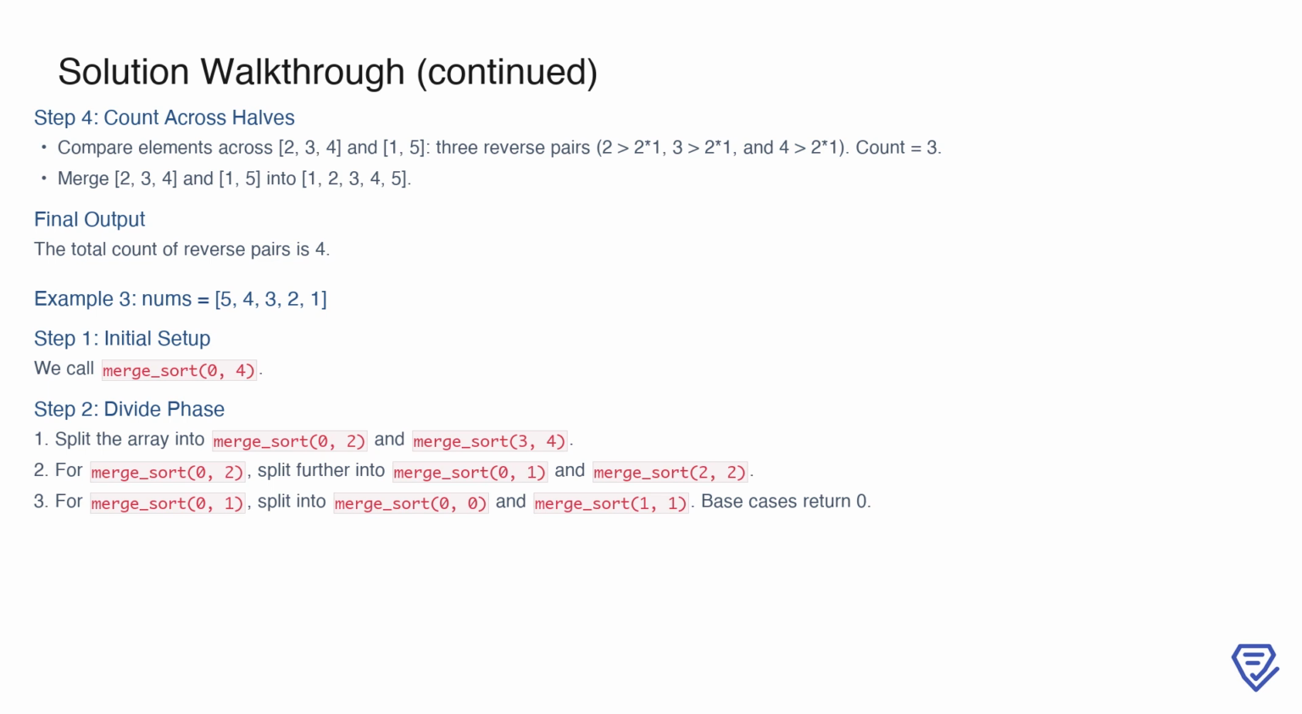Moving to the third example, with the array 5, 4, 3, 2, 1, we again begin by calling merge sort on the full range from 0 to 4. We split this into two halves, 0 to 2 and 3 to 4. For 0 to 2, we split further into 0 to 1 and 2 to 2, and then 0 to 1 is split into 0 to 0 and 1 to 1. Both are base cases, so we return 0.